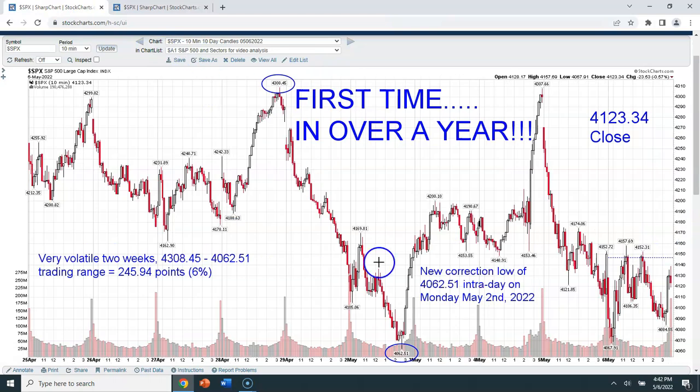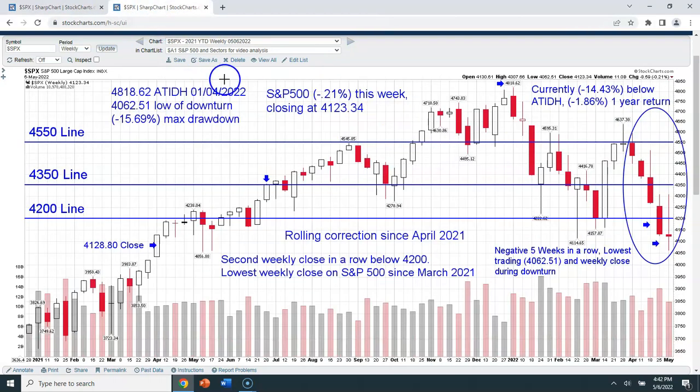But as we can see here, there was a ton of volatility this week in the overall markets, and of course we're focusing on the S&P 500 here. So down 21 basis points, 0.21% for the week. We closed at 4123.34, and if we look here to the left, we can see that the last time we closed anywhere in the 4120s was the first week in April of 2021, where we closed at 4128.80. So at 4123.34, we closed just a little bit below where we closed during that first week in April.